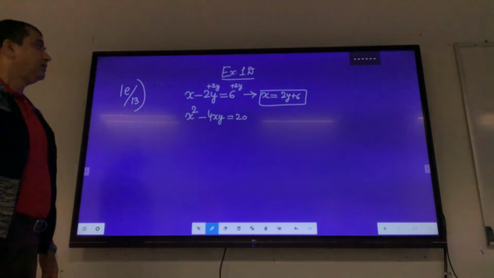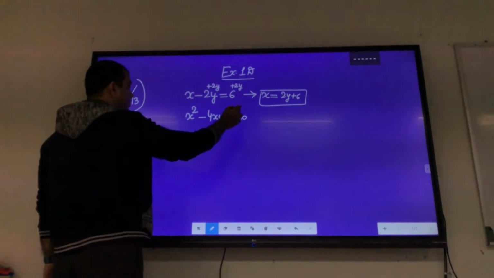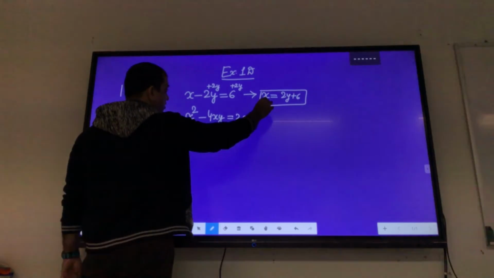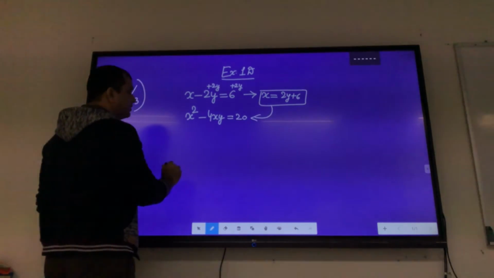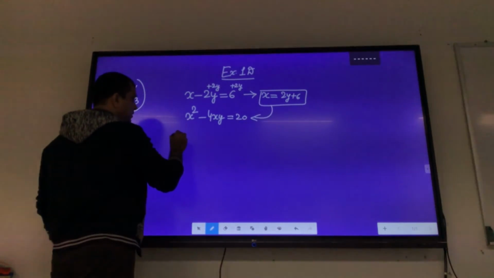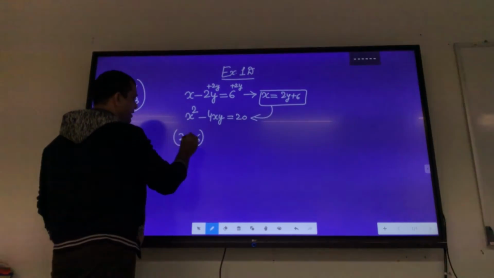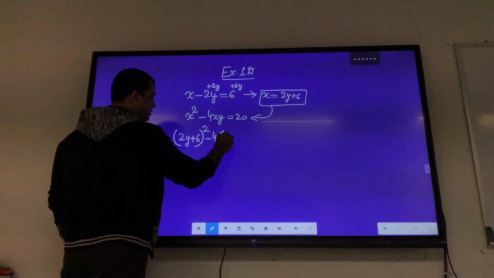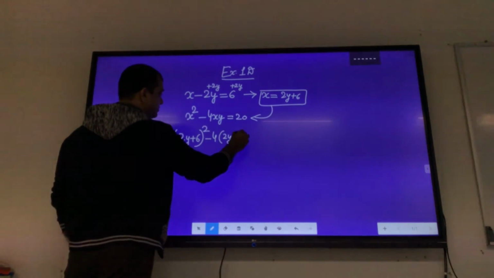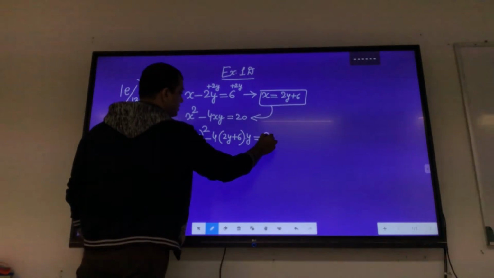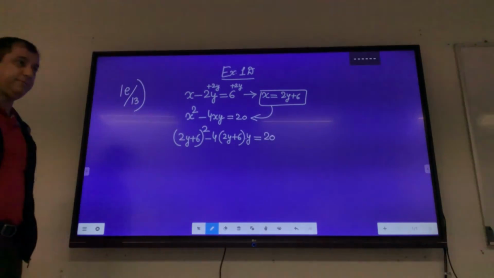Now plug in this value of x in the second equation. Wherever you see the x, you replace it with 2y plus 6. So it becomes (2y plus 6) whole squared minus 4 times (2y plus 6) times y is equal to 20. Clear?